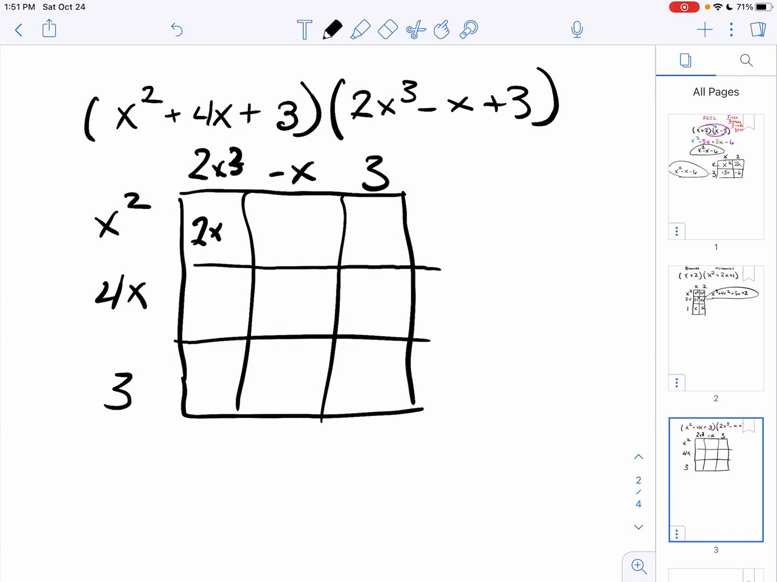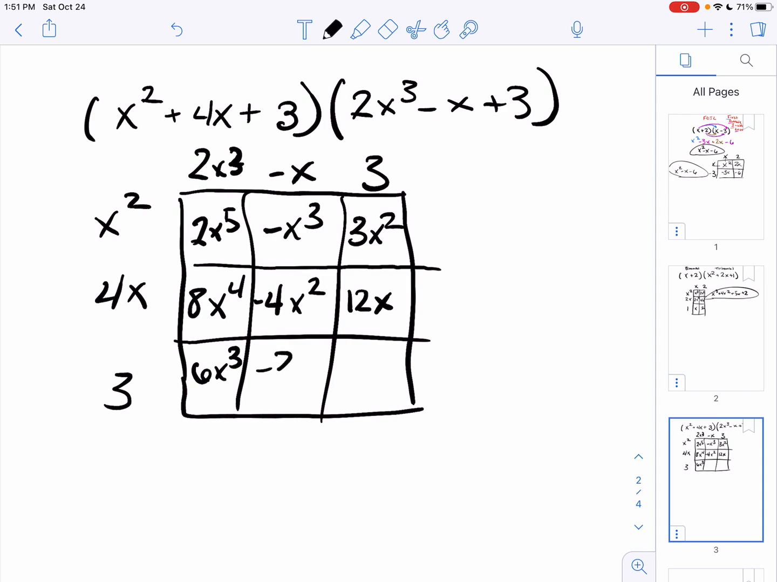So I get 2x to the fifth, x squared times negative x, I get negative x to the third, x squared times 3, 3x squared. 4x times 2x to the third, I multiply my coefficients, I get 8. I multiply x times x to the third, I get x to the fourth. 4x times negative x, I get negative 4x squared. 4x times 3, I get 12x. 3 times 2x to the third, I get 6x to the third. 3 times negative x, I get negative 3x. And 3 times 3, I get 9.